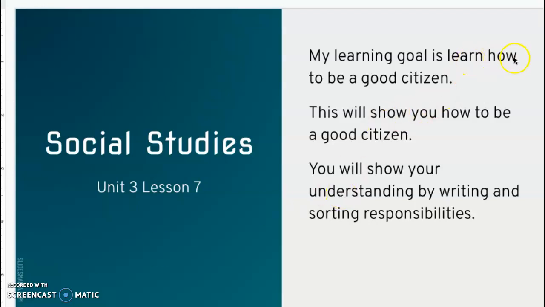Our learning goal is to learn how to be a good citizen. This will show you how to be a good citizen. You will show your understanding by writing and sorting responsibilities.